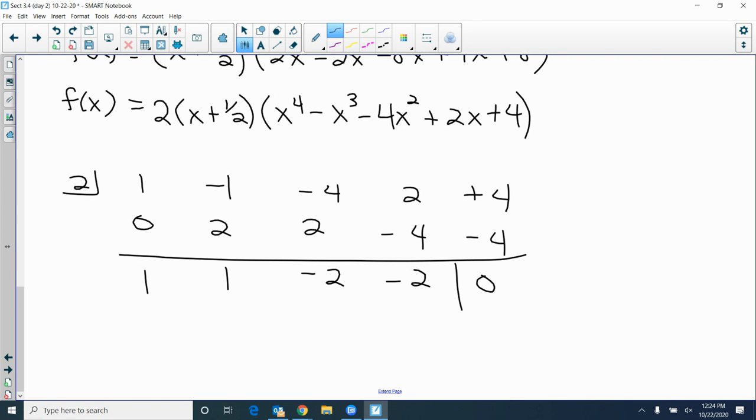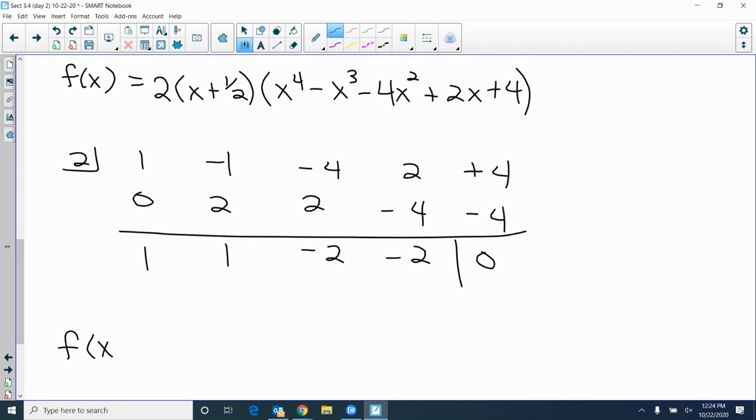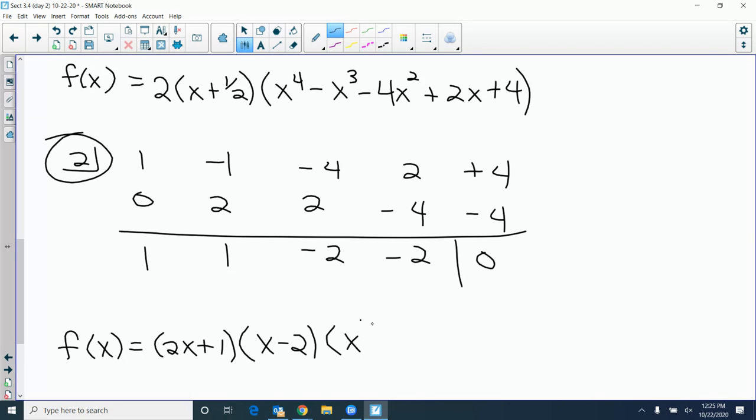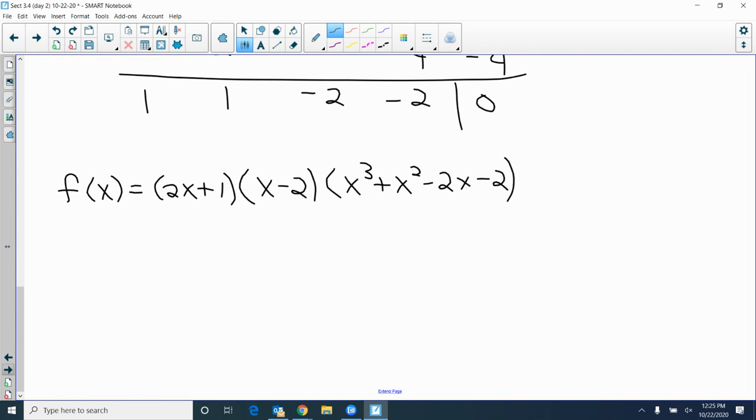I'm going to distribute the 2 into here. So now I got f of x equals 2x plus 1. And since this 2 is a root, I get x minus 2. And then I got x cubed plus x squared minus 2x minus 2. And then what do we say for that last one? -1? Now what's our goal? Our goal is to get it down to a quadratic. Because once you get it down to a quadratic, you can always do the quadratic root formula, or hopefully it factors.